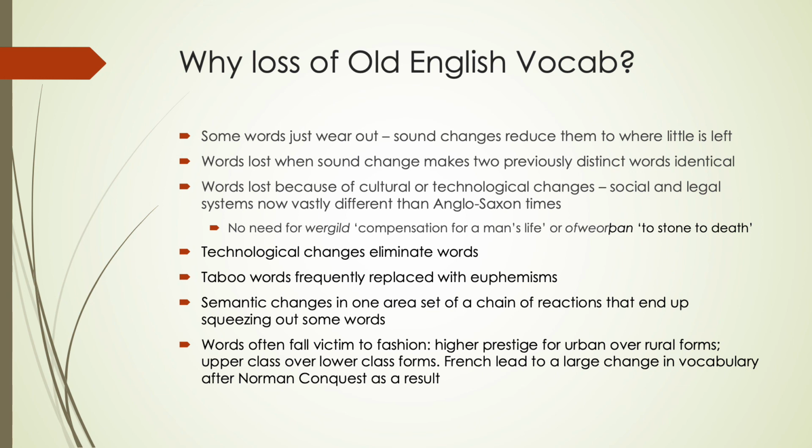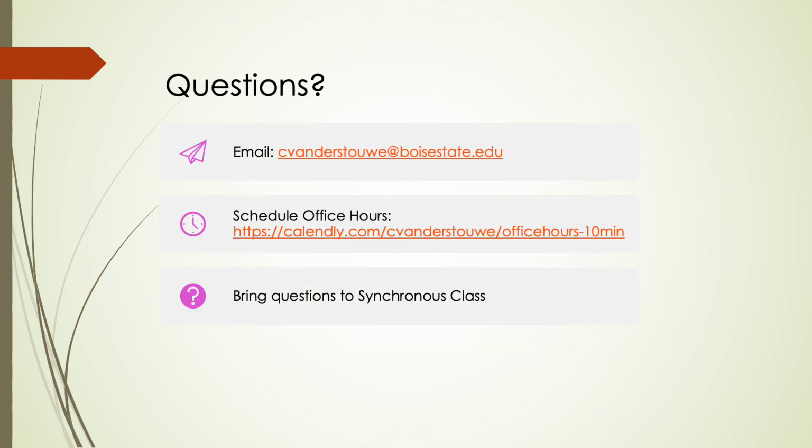So that gives us a brief overview of things like the writing system and some of the lexicon. In the next lectures, we'll look more at some of the other structures of language in the Old English period and some of the major changes that took place.